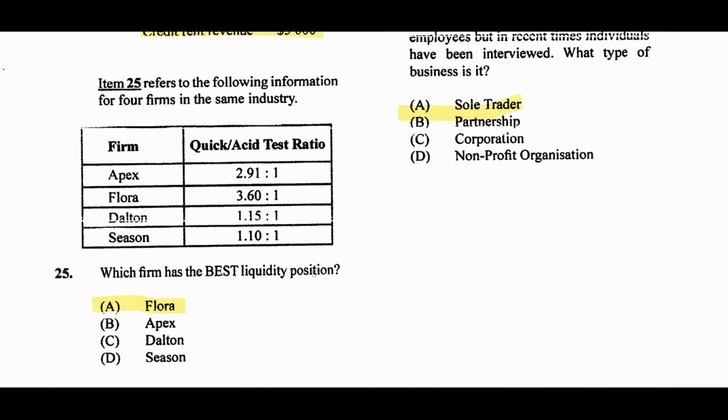Moving on to question 25. What firm has the best liquidity position? Let's have a look. Item 25 refers to the following information for four firms in the same industry. Apex quick asset test ratio 2.91 to 1, Flora 3.60 to 1, Dalton 1.15 to 1, and Season 1.1 to 1. Well, the best company in terms of liquidity here should be Flora, which has the highest current assets in relation to the current liabilities in the amount of 3.60 to 1.